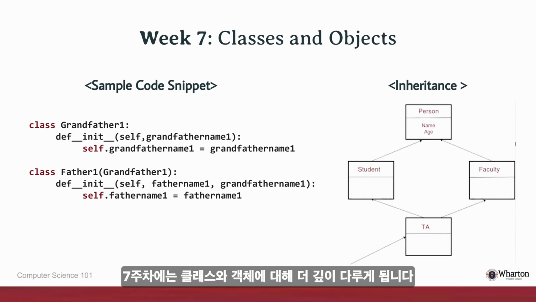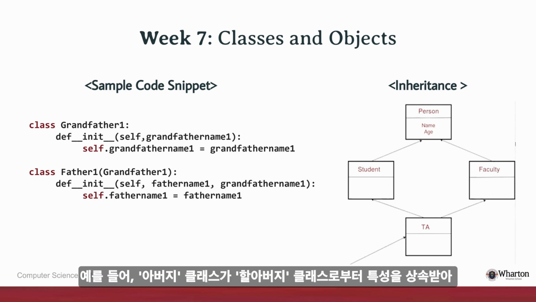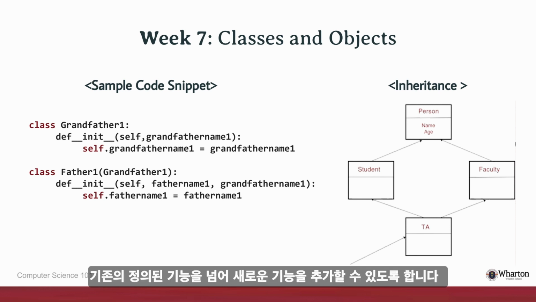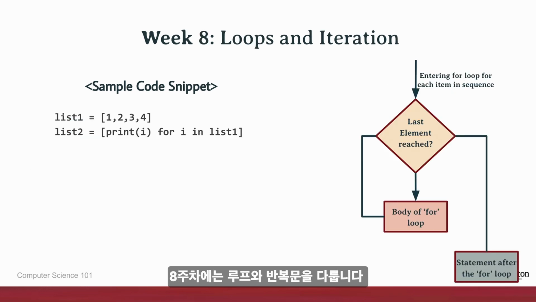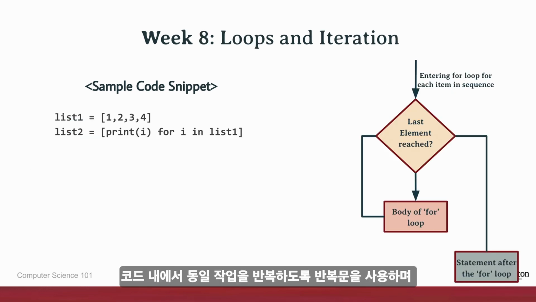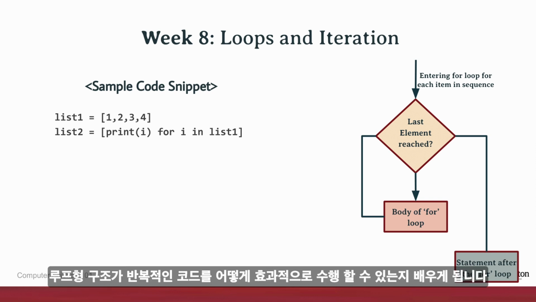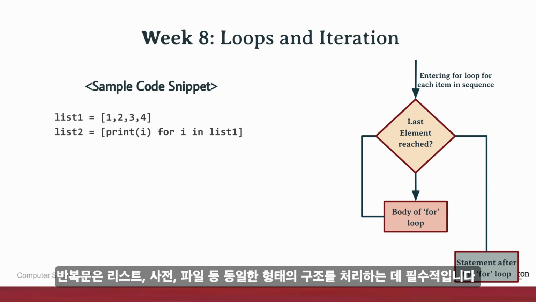Then, Week 7 expands on classes and objects. Here, you'll grasp concepts like inheritance, how a father class can inherit traits from a grandfather class, extending functionality and creating a hierarchy of classes. Week 8, it's all about loops and iteration. You'll use loops to repeat actions within your code and understand how these structures help avoid repetitive code. Iteration is key for working through lists, dictionaries, files, and more.